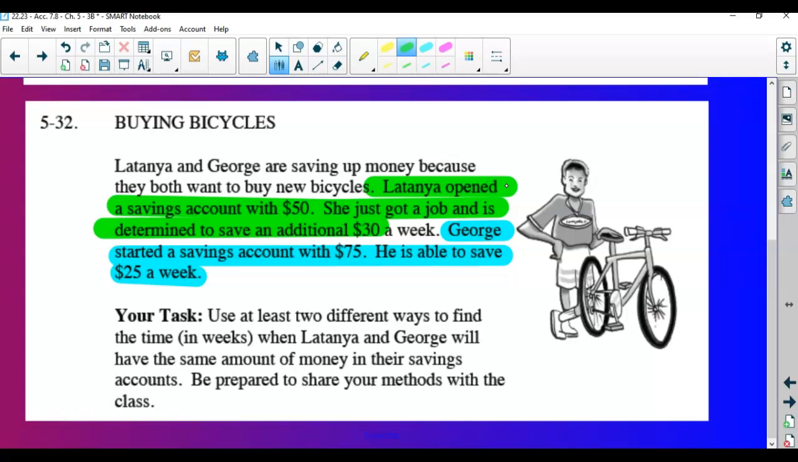Latanya and George decide that they're going to both buy bicycles. But because they're best friends, they're going to buy their bikes together. So they both decide, like, hey, let's start saving money so that we can buy some new bikes and then we can, like, get places, right?